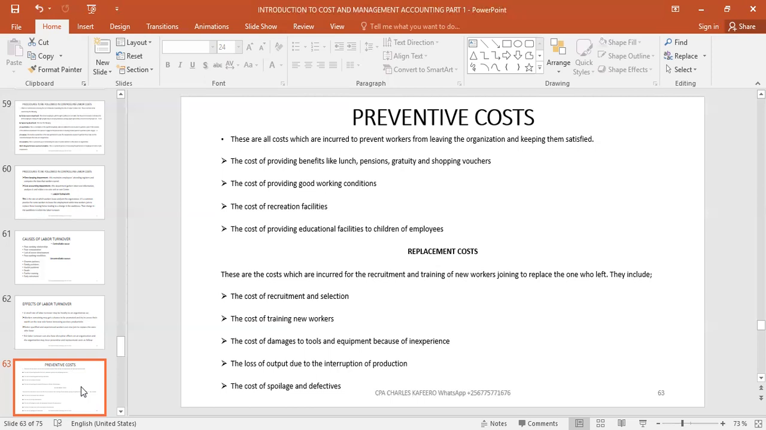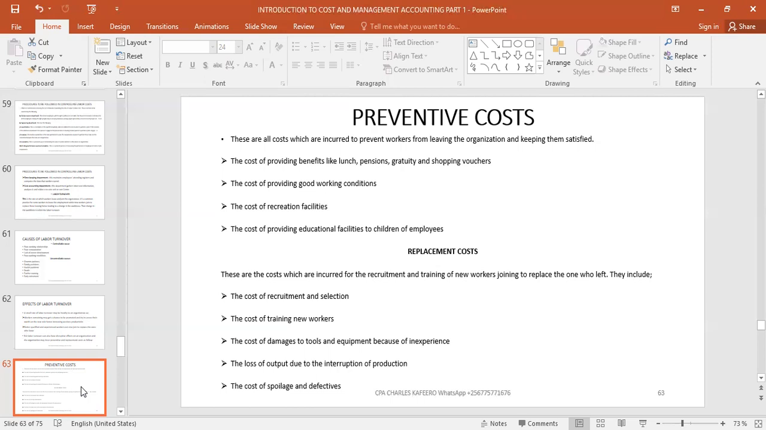Let's say these costs may be in the cost of advertisement. You put the job vacancies in the newspapers, whereby you incur some costs. There is also cost that is incurred after the applicants have applied and you are screening them. The people who do that job are paid money, so you are incurring costs. That is the cost of recruitment and selection.